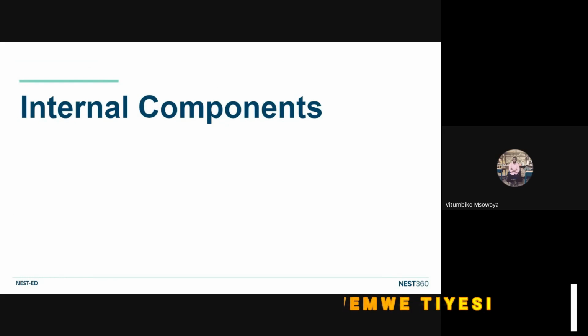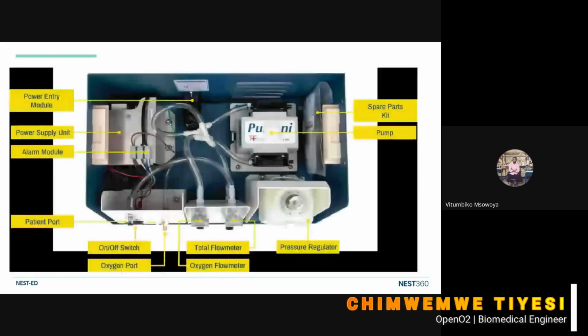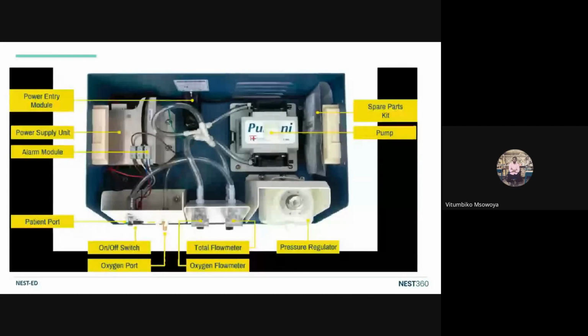So let's look at the internal components. After we have opened the CPAP machine, in this area view, you're able to see, I'll start with the left side, the power entry module. Then we have the power supply unit in this cabin. Then we have the alarm module on the same. Then we have the patient port exposed from outside and the on and off switch, oxygen port, total flow meter, oxygen flow meter, pressure regulator, and the air pump, and spare part key.